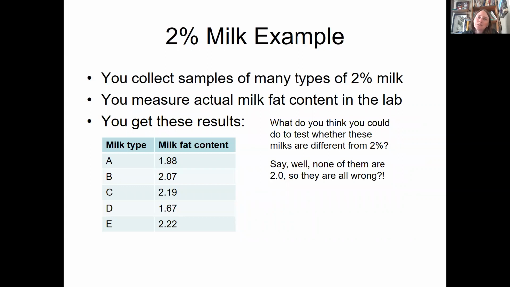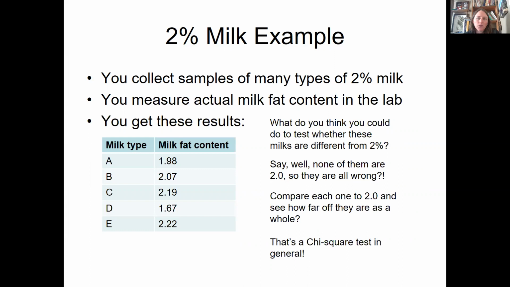That's what statistics is for. We can't see the patterns in the noise of the data, but statistics helps us to see the pattern. So what we might do is compare each of those values to 2.0 and see how far off they are, and then maybe add those values all up, and see overall how deviant our milk is versus a 2% expectation. That's exactly what a chi-square test does in general.